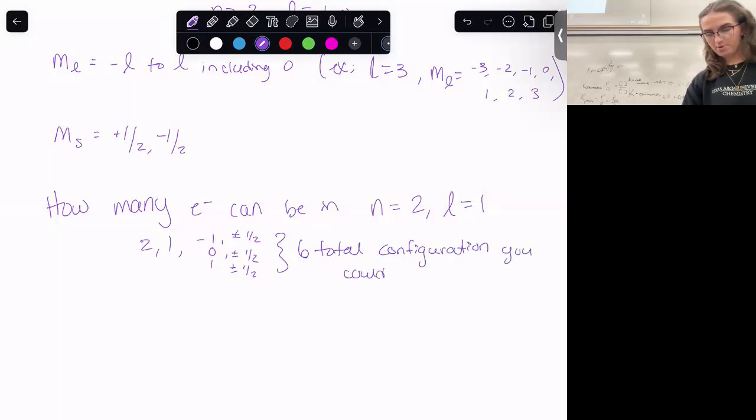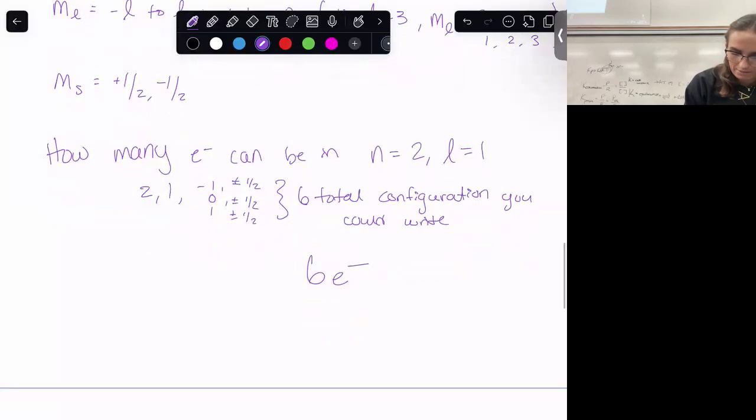So how many electrons does that mean we have? Or how many electrons can be defined by n is equal to 2 and L is equal to 1? 6, right? We talked about the 6. 6 electrons can be defined, and those are the 6 quantum numbers that we could write from the constraints given to us. Do you see that? Yes. If we write this out, it would be 2, 1, -1, plus 1/2, right? That's 1 electron.